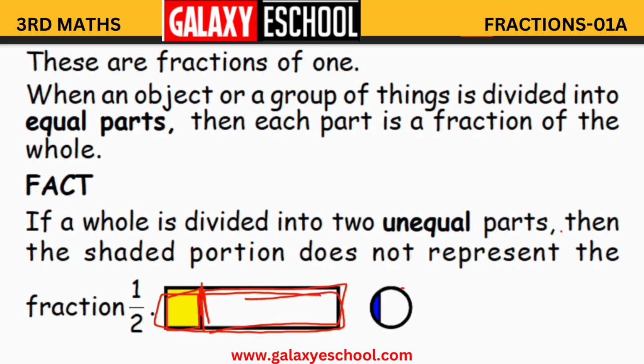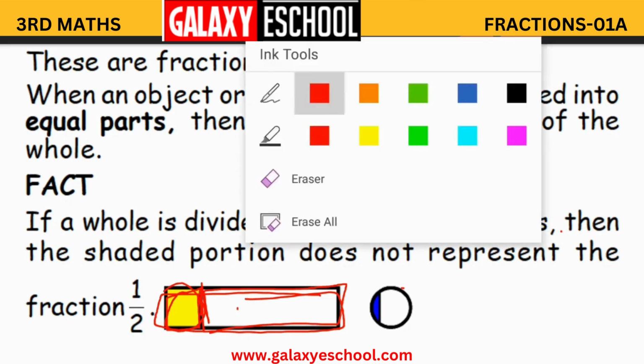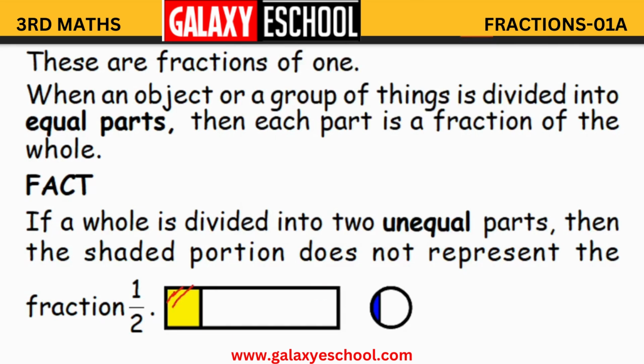Now what does the shaded portion mean here? One is plain white but the other is in color. So the colored part is also called the shaded part. Or sometimes you will be given patterns like this, children. Then that becomes our shaded part. Now it does not represent 1 by 2.